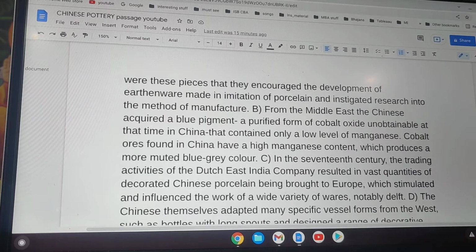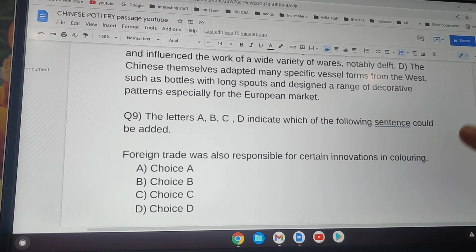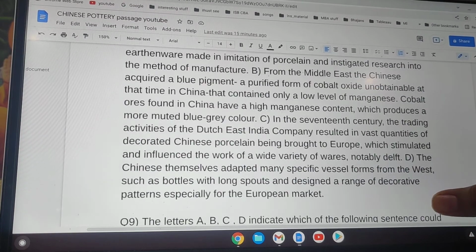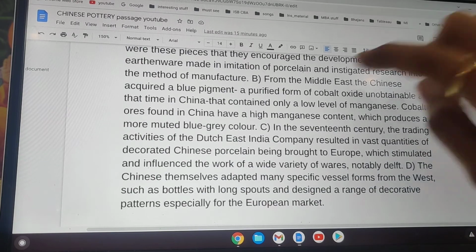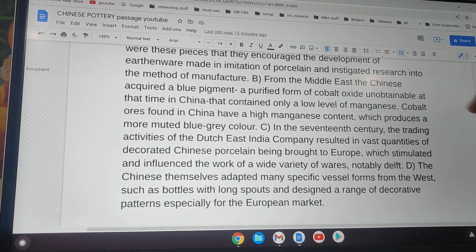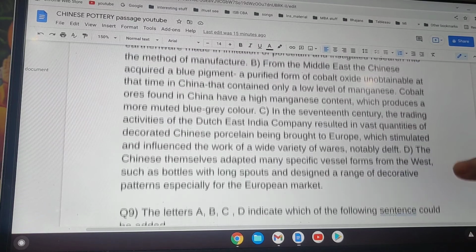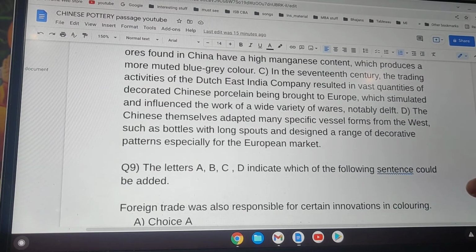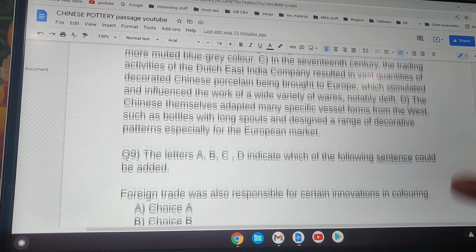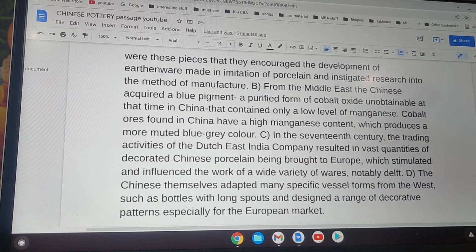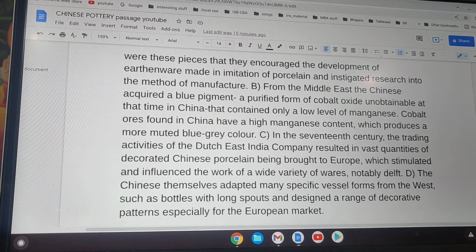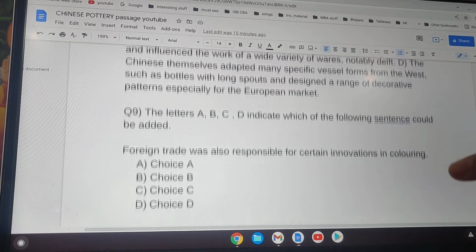Now we'll read the text. "Foreign trade was responsible for certain innovations in coloring." So we'll first introduce this sentence before sentence B. Why? Because that's telling you about foreign trade. And the next sentence, that is B, says "From the Middle East, the Chinese acquired the blue pigment." That means they were helping in this coloring. So foreign trade was initially responsible in coloring. And which foreign trade? From the Middle East, the Chinese acquired. That is the Middle East which helped. So do you understand how this is the connection? Okay, I hope that's quite clear to you.